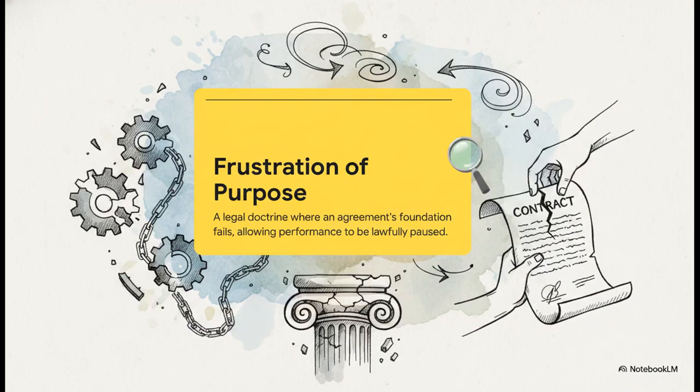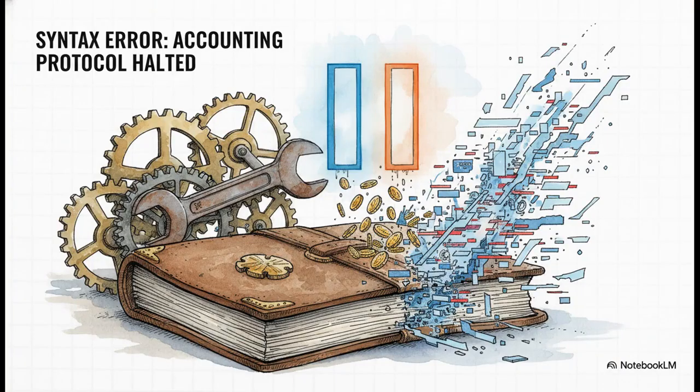And the crucial takeaway here is that when the basic foundation of a verifiable amount owed goes missing, the very purpose of the contract is frustrated. This actually ties back to a legal doctrine called frustration of purpose. You might remember it from the classic Krell v. Henry case. When the foundation of an agreement fails, your performance can be lawfully paused so you can request a correction.